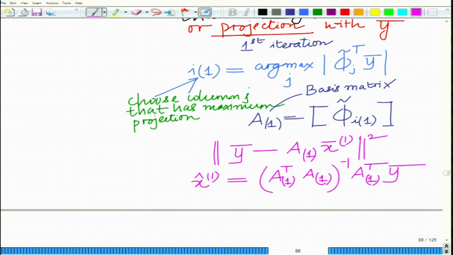Okay, so what you are doing is you are trying to estimate the basis, that is, estimate the columns of phi which are present in the linear combination. Remember, only a few elements of x bar are non-zero, which means only a few columns of phi are present in the linear combination.